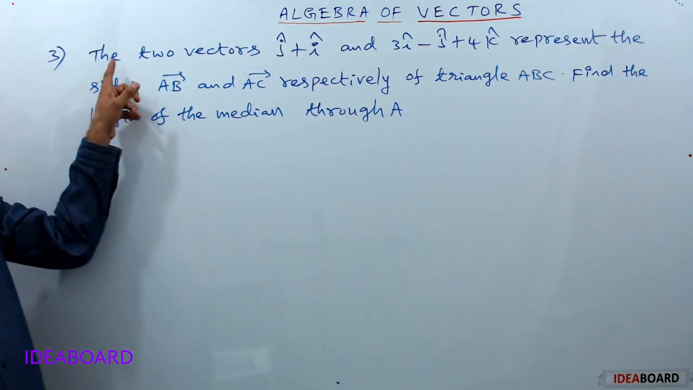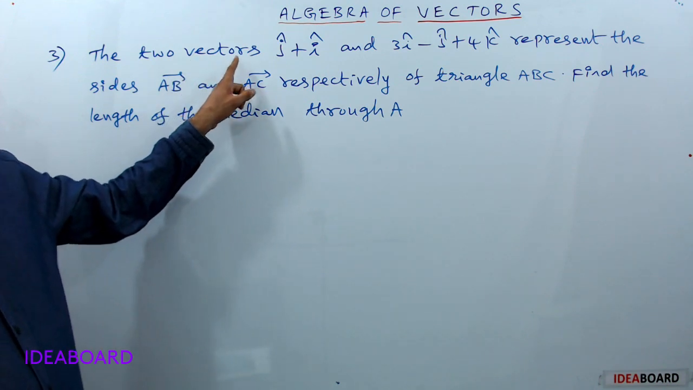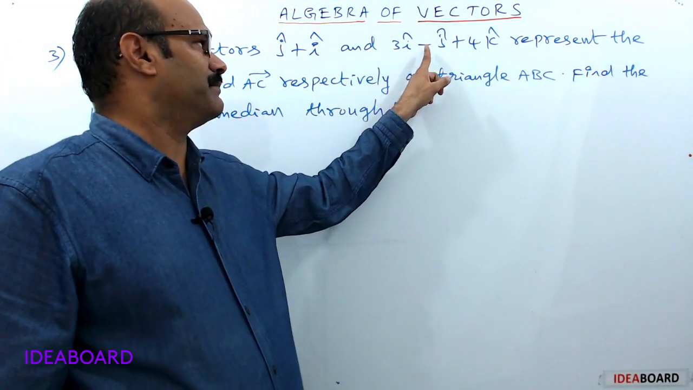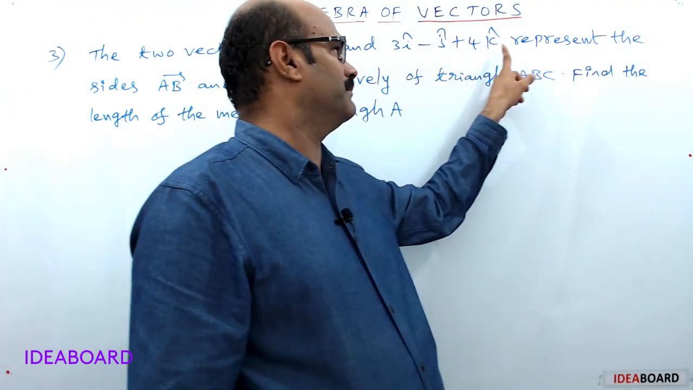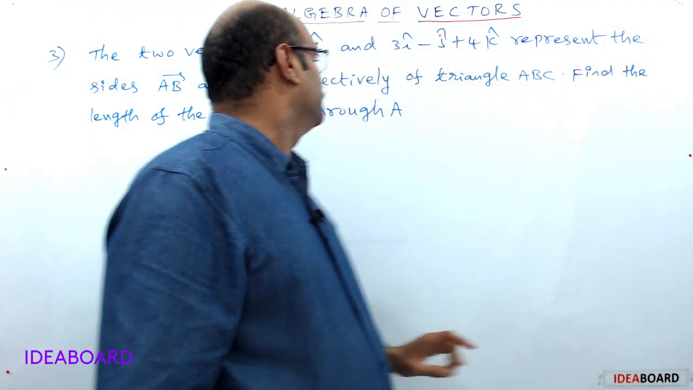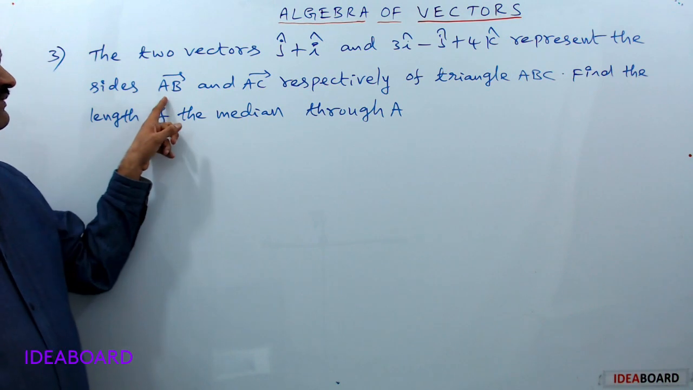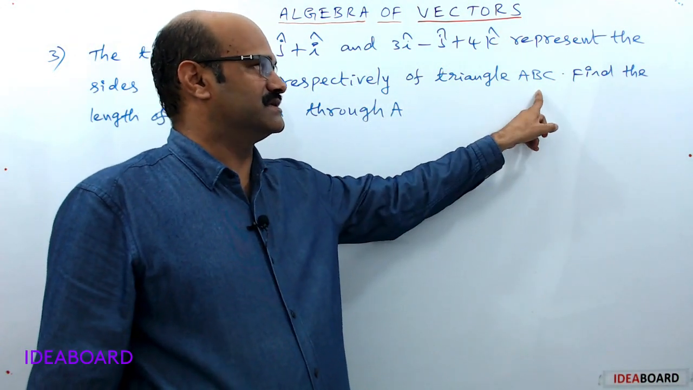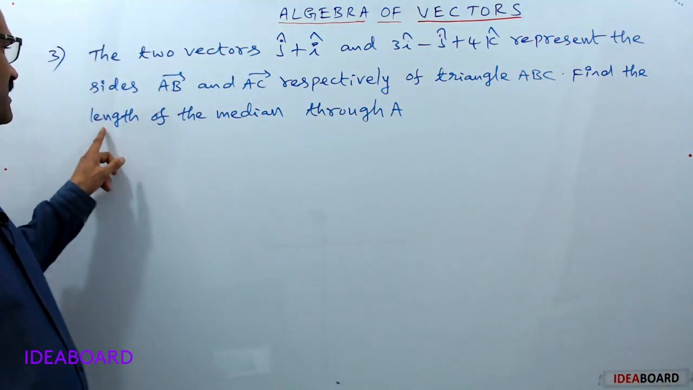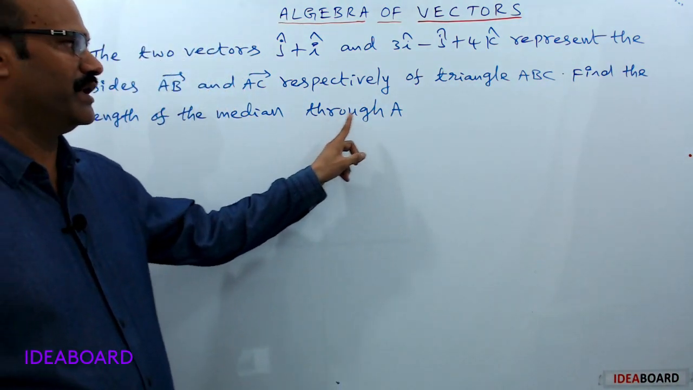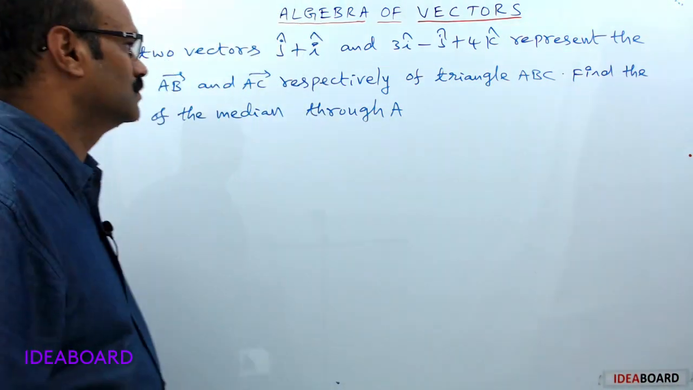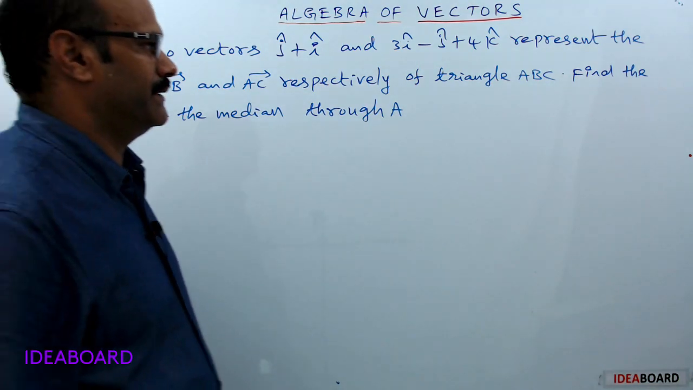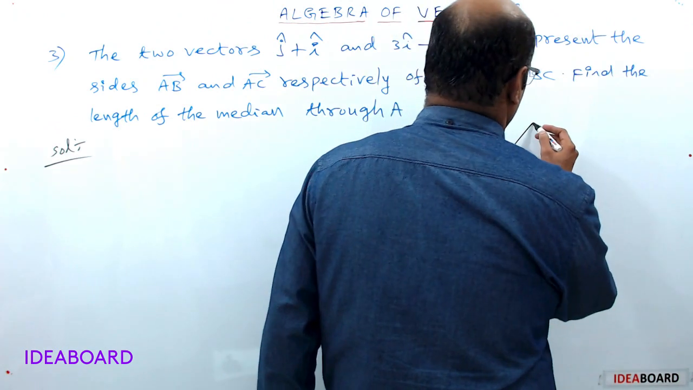Third problem. The two vectors j cap plus i cap and 3i cap minus j cap plus 4k cap represent the sides AB vector and AC vector respectively of a triangle ABC. Find the length of the median through A. Solution. Here we have a triangle ABC.